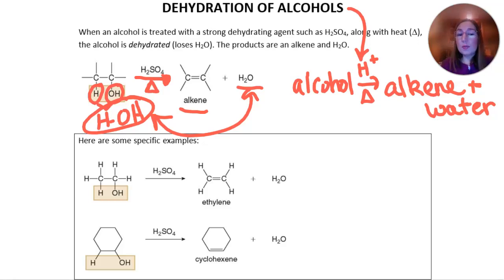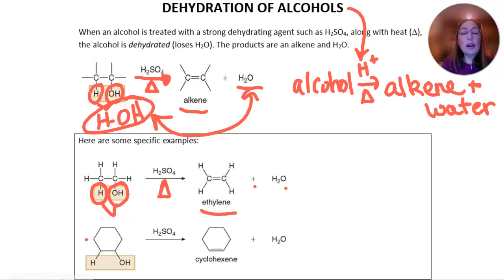So what are some more specific examples? Well, what if we just had ethanol, CH3CH2OH? Well, the H on one carbon and the OH on the other carbon would both be removed in a dehydration with H2SO4 over the arrow. I'm going to put delta, heat, under the arrow. And we're going to make ethylene, or CH2 double bonded to CH2, plus water. So we're taking the H off one carbon and the OH off the other and making ethylene.